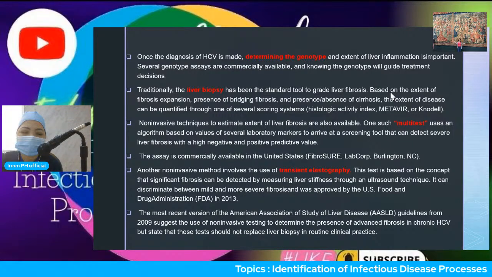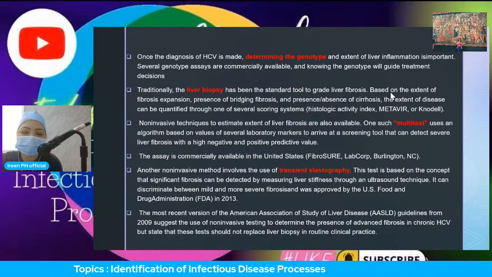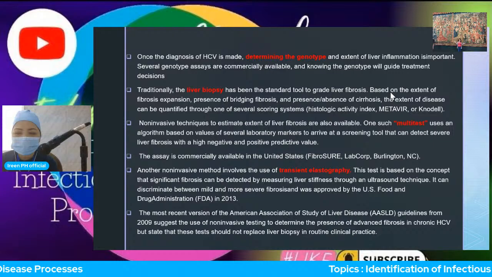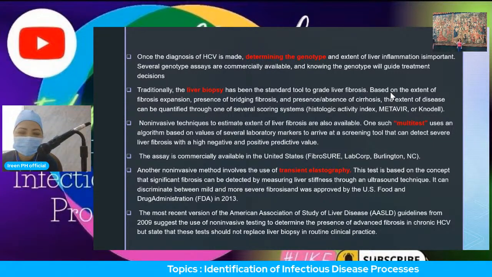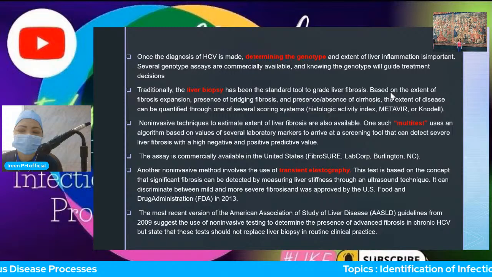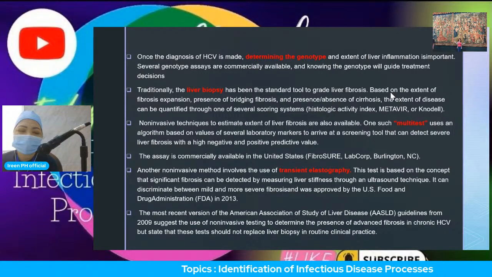Non-invasive techniques to estimate the extent of liver fibrosis are also available. One such multi-test uses an algorithm based on values of several laboratory markers to arrive at a screening tool that can detect severe liver fibrosis with a high negative and positive predictive value.